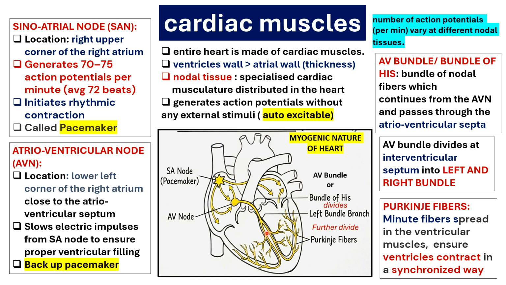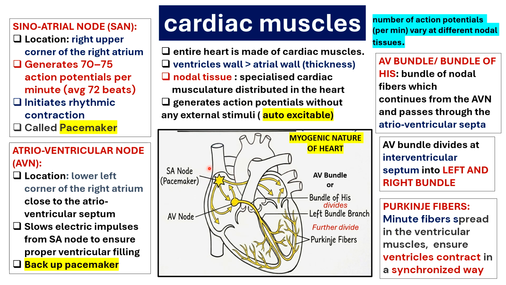Is that clear? Okay. Also, in the heart, there are special cardiac muscles that are distributed in the heart and can generate action potentials without any external stimuli, that is, they are auto-excitable in nature. These special cardiac muscles are known as nodal tissue. These nodal tissues are responsible for the myogenic nature of the heart, or the auto-excitable nature of the heart. Now, these different types of nodes present do not generate the same number of action potentials, and the numbers can vary per minute.